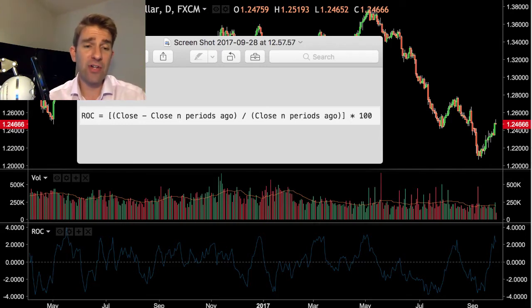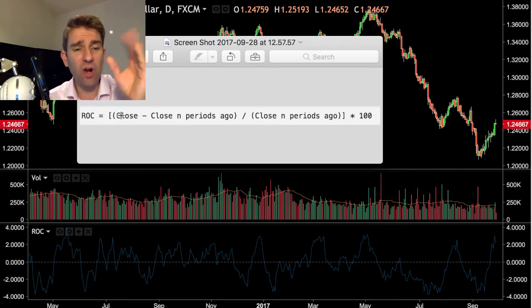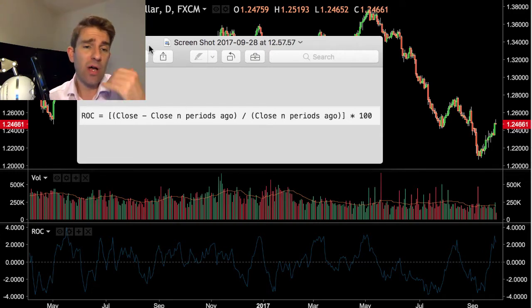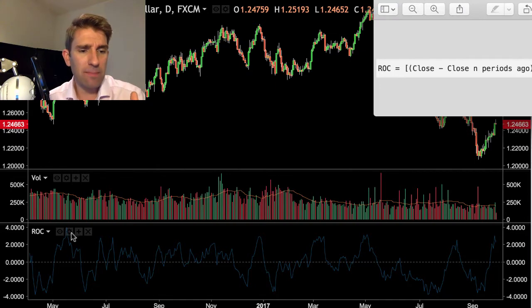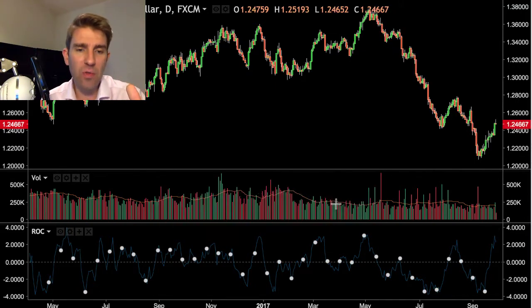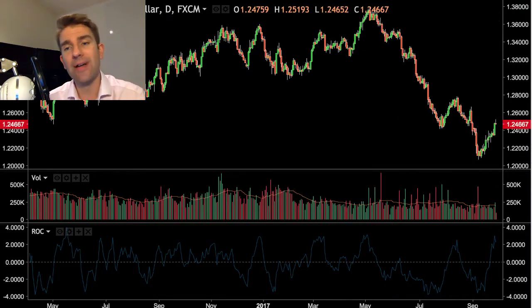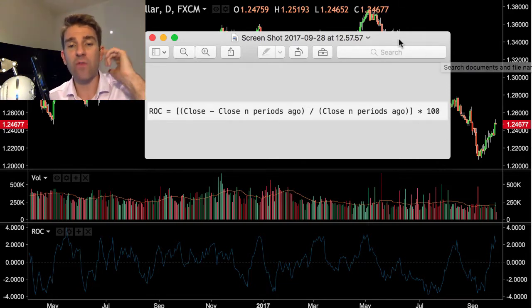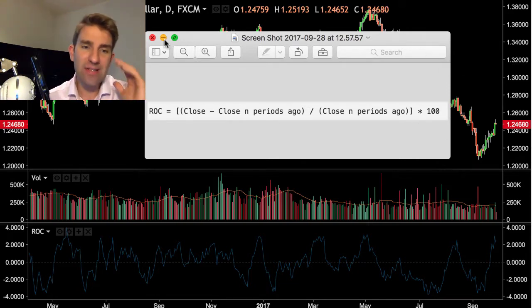And if we look at the calculation here, the rate of change is the close today minus the close n periods ago. So what did I say I had my setting on? I've been messing around with different settings. I've got it on 12. So in other words, the n for this example is 12. So it's the close today minus the close 12 periods ago, divided by the close 12 periods ago, times by 100 to give ourselves that percentage. So that's how it's calculated.